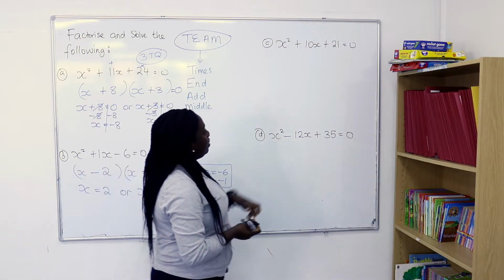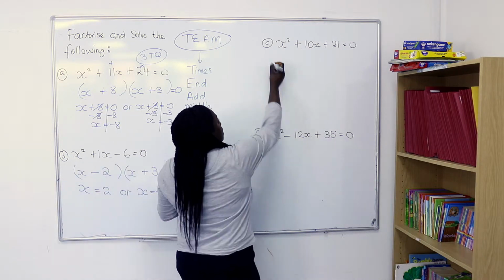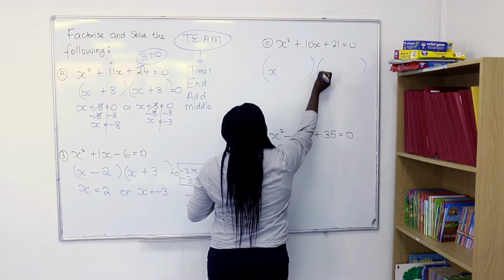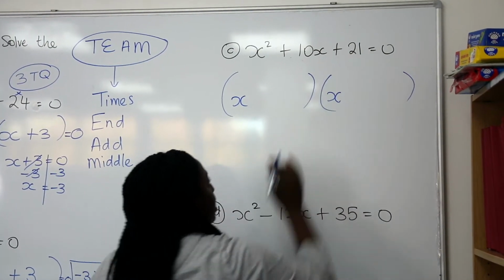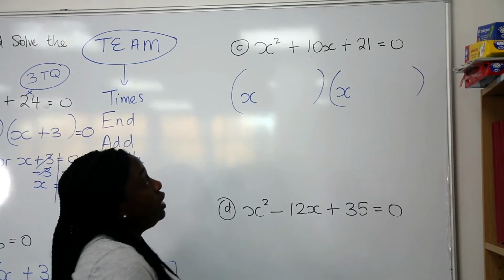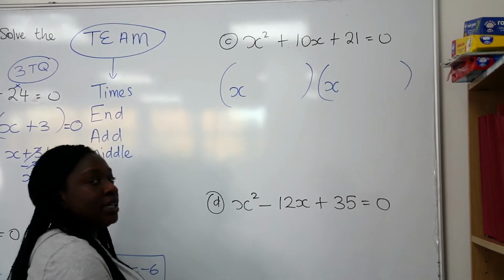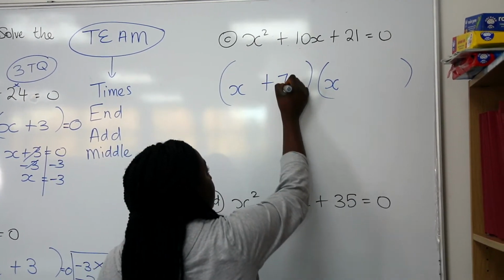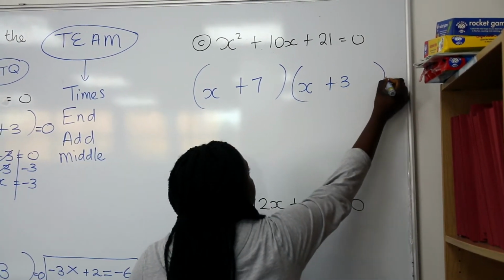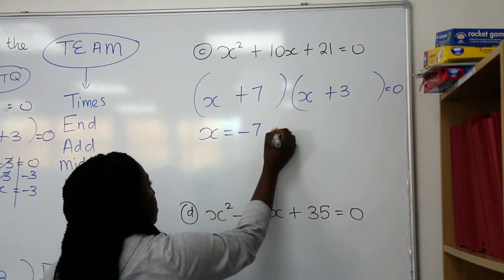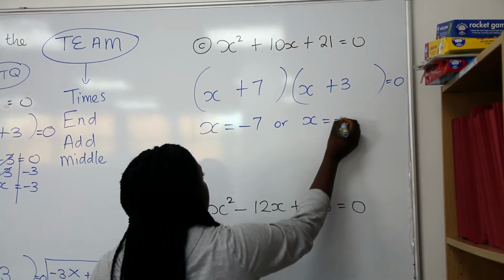Moving on to the next example. Two brackets, x and x, two numbers that times to give 21: 7 and 3. Add 7 and 3 together, yes, it gives a 10. So I'm going to go plus 7, plus 3 equals 0. To solve it, it'll be x equals minus 7 or x equals minus 3.